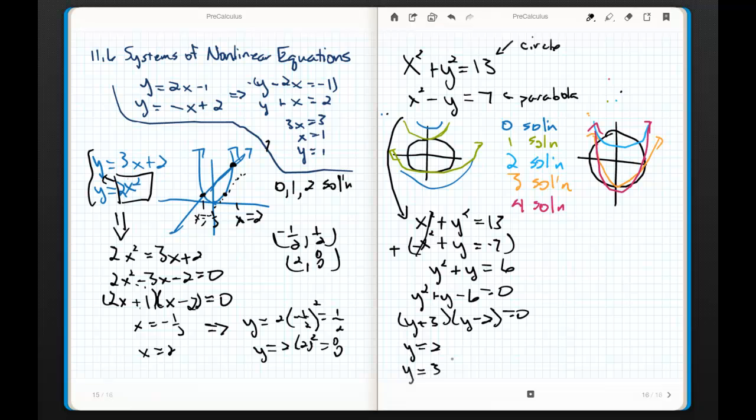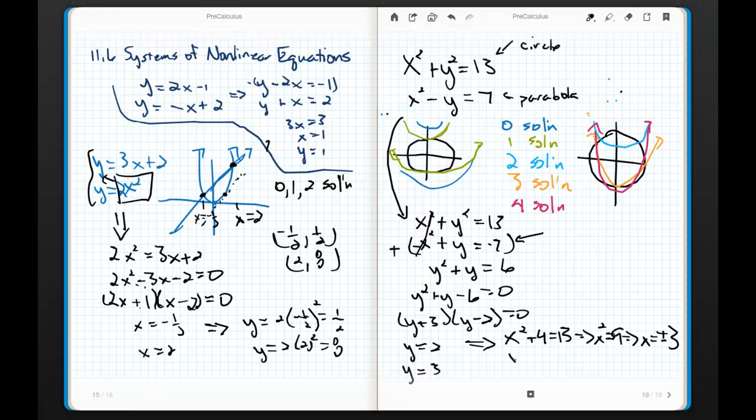Now, the question is, how do I end up with 4 solutions if y just equals 2 of these things? Watch. It works itself out beautifully. If y equals 2, I'm just going to plug everything back into this one. I guess I could stick it in the top one too. Watch. When y equals 2, doesn't that imply that x squared plus 4 equals 13, which implies that x squared equals 9, which implies that x equals plus and minus 3.